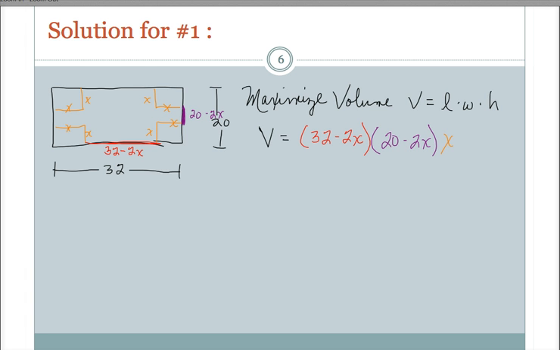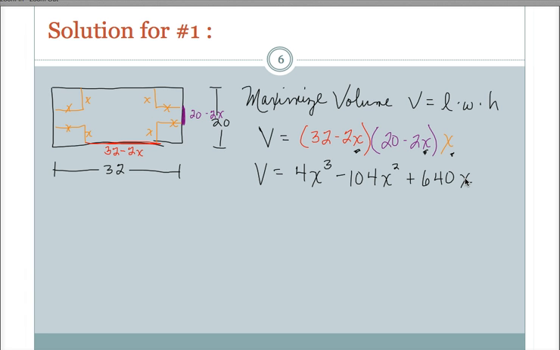So this is what we would refer to as our primary equation. It's the equation that reflects what it is, in this case, that we're trying to maximize. Notice it is all in terms of one variable. So we're good to go there. All right, so we do not have a need for a secondary equation. I took the liberty of going ahead and multiplying this out already. When you do that, you get 4x cubed minus 104x squared plus 640x. Feel free to check it if you wish.